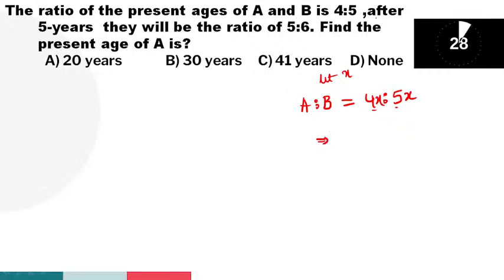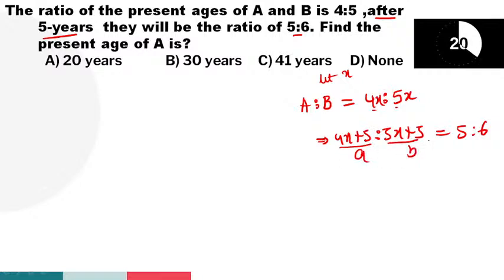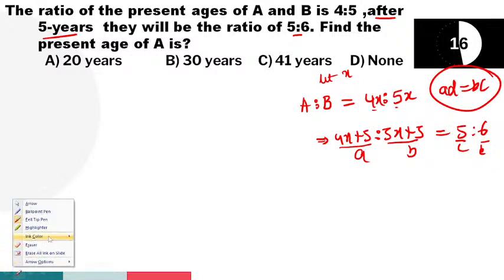Read the next statement. After 5 years, after means plus. Then 4x plus 5 is to 5x plus 5 is equal to the ratio, which is 5 is to 6. So it looks like a proportion. For example, A, B, C and D. What is the proportion formation? AD is equal to BC.